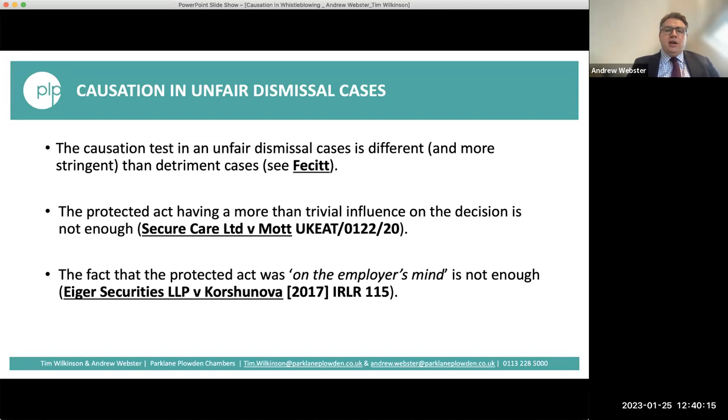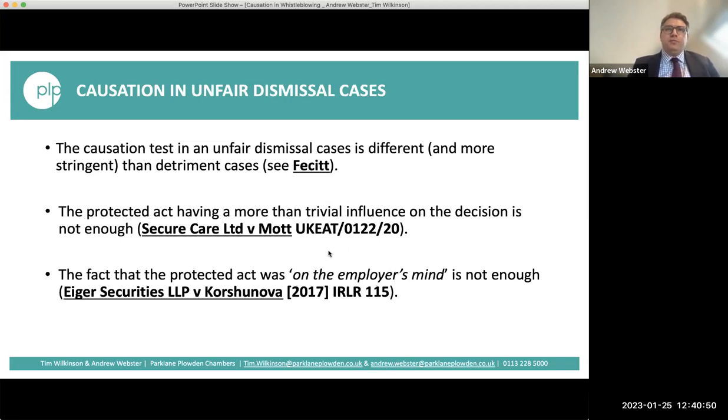Similarly, in the case of IGA, the ET gave itself a direction that what it was concerned with was whether the making of the disclosure was a matter which was in the employer's mind at the time of dismissal. And it found that it was in the employer's mind, and it therefore held the dismissal to have been unfair. Again, the EAT was unimpressed with that gloss or alteration to the test, and Mrs Justice Slade made plain that it was the wrong approach. So what we're looking for on the face of it is fairly straightforward, the sole or principal reason in the case of dismissal.